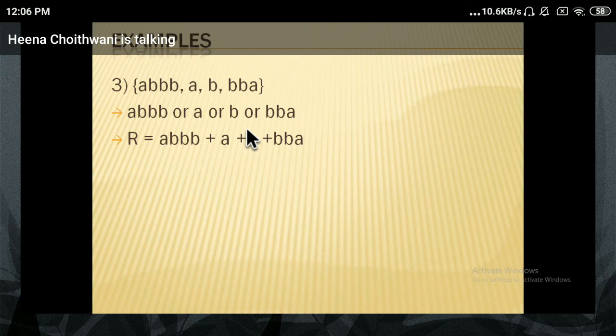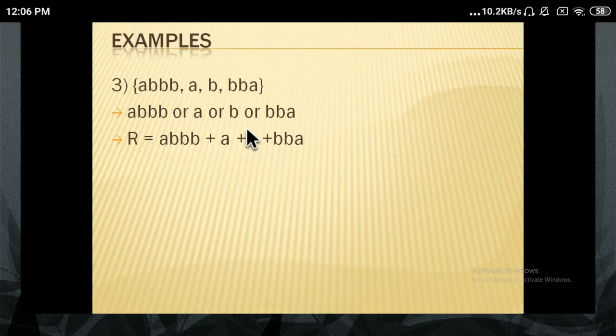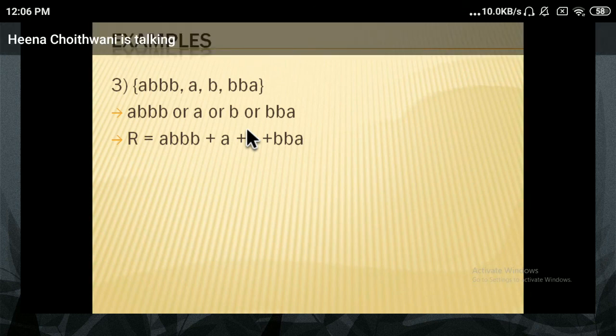Here the plus symbol represents OR, right? So my language can contain A triple B, it can contain A, it can contain B, or it can contain BBA, or a combination of them too. Are you getting how to read a regular expression? Plus is a union, the same definition which we have used in our set theory. It can contain the element of set 1, set 2, or both of them.